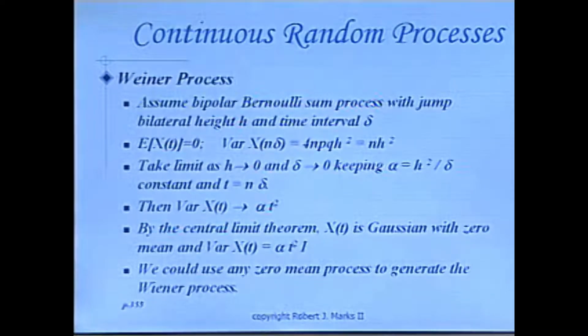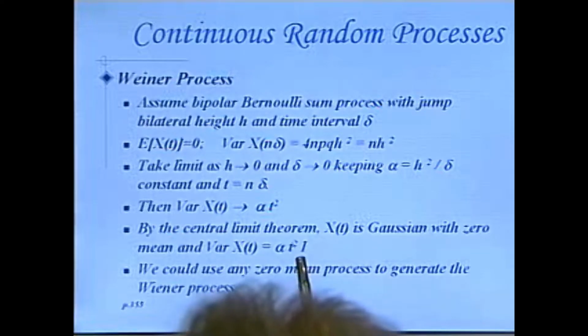And this is indeed what the Wiener process is. It is a stochastic process which is Gaussian. It has 0 mean, and it has a variance of x of t equal to alpha t. What's the I?